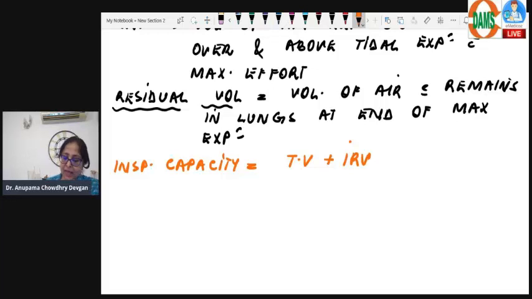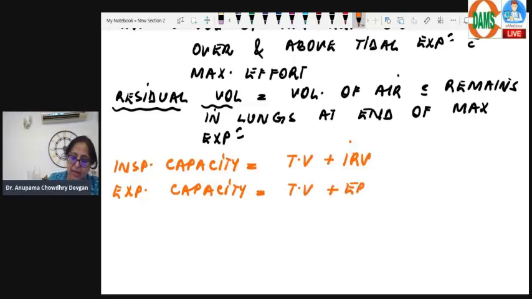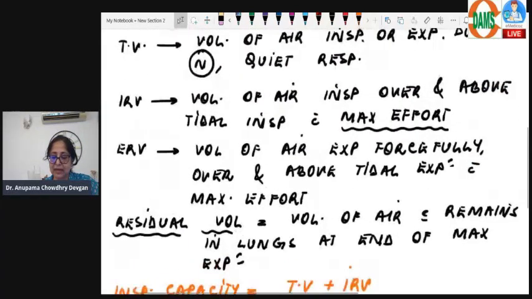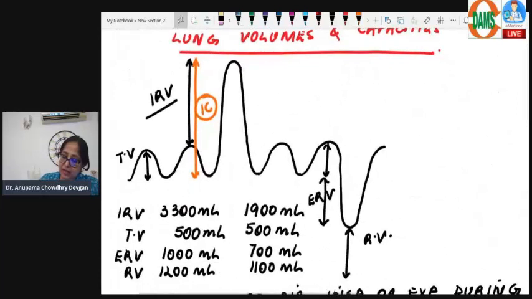Okay? So then is expiratory capacity. What is expiratory capacity? Expiratory capacity is tidal volume plus ERV. Inspiratory capacity is tidal volume plus IRV. Expiratory capacity is tidal volume plus ERV. So if you look at this, this becomes the expiratory capacity. Tidal volume plus the ERV. This is expiratory capacity.